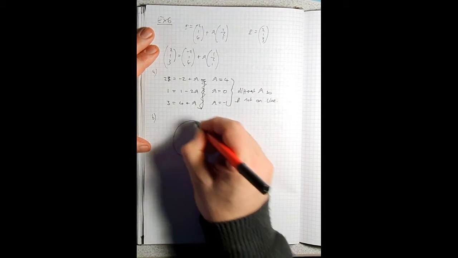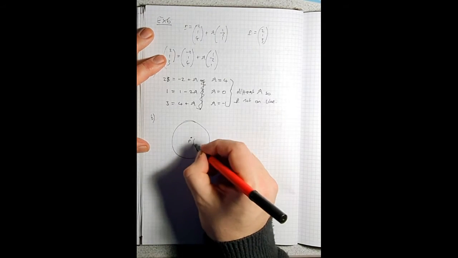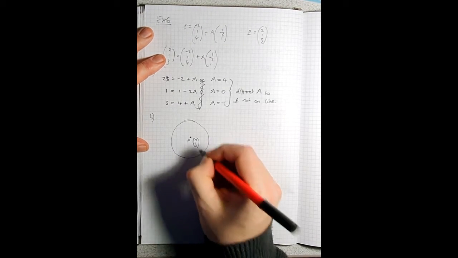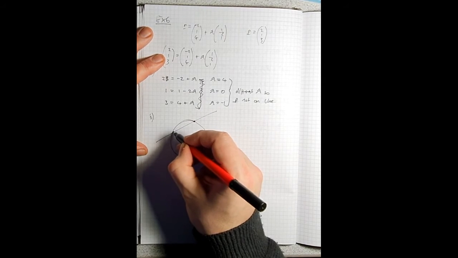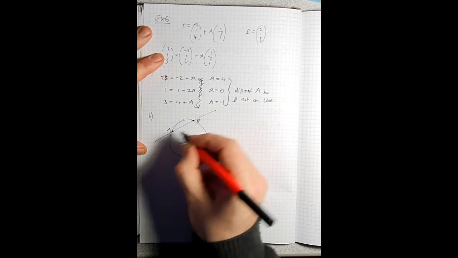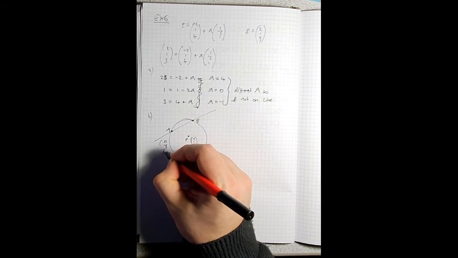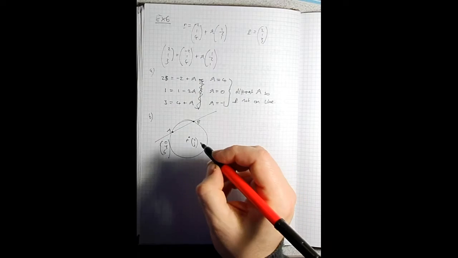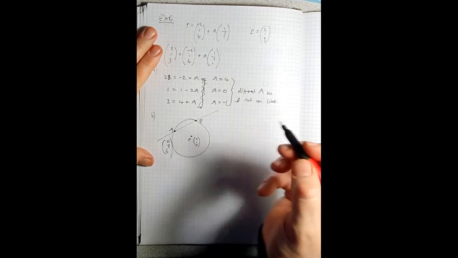I've got a circle with P at the centre, and I know the position of P. It's 2, 1, 3. My line goes through A and B, and we're told that A has position 0, minus 3, 6. Find B.